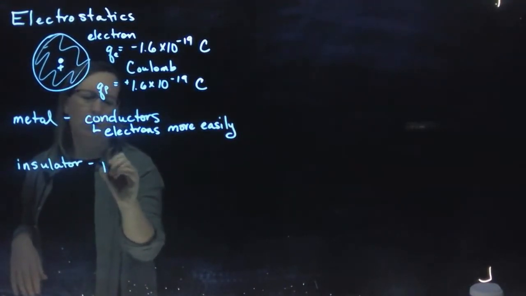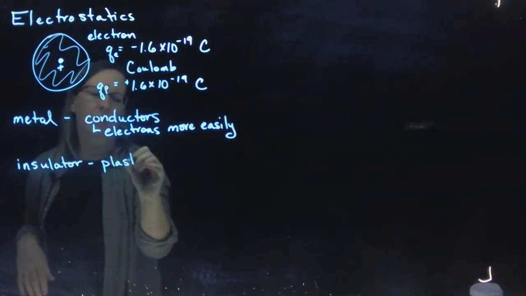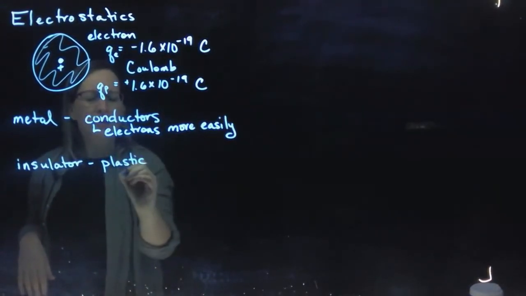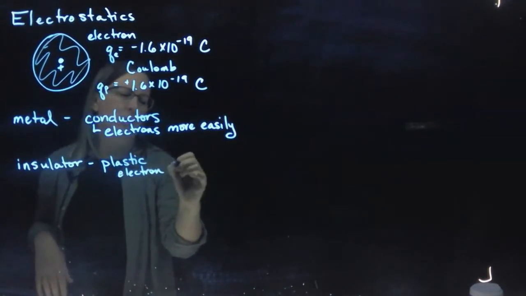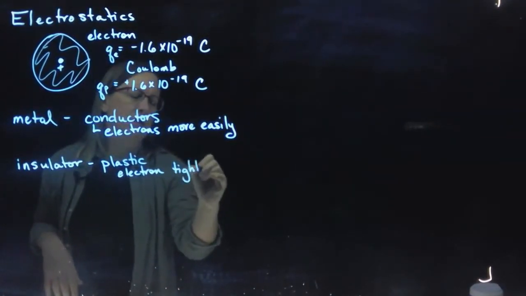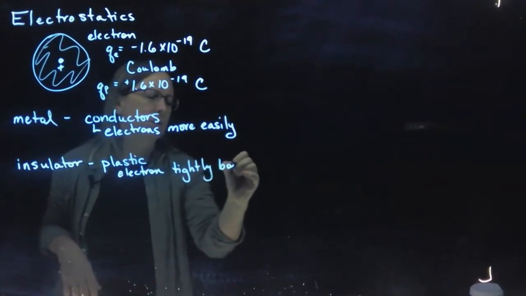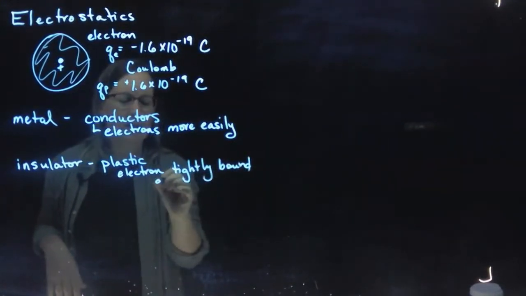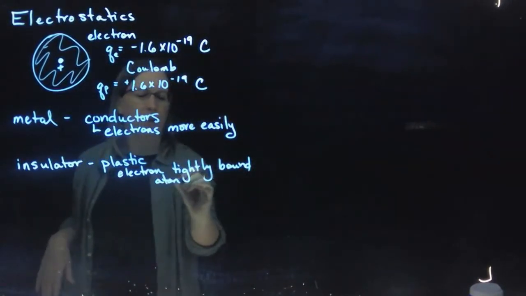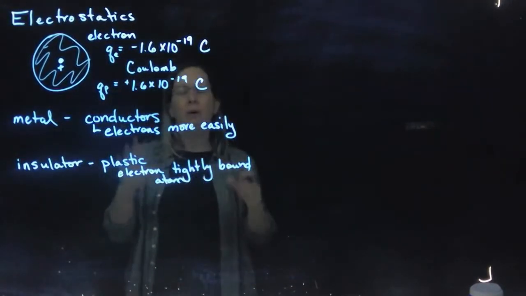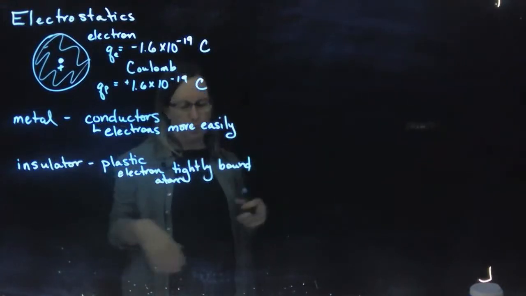And then we can think of insulators, like plastic. The typical one would be a plastic, but lots of things are. This is where the electrons are tightly bound to the atom, so they can't move around. They can't get loose of their atom. They can move a little bit, but they don't wander through the material.